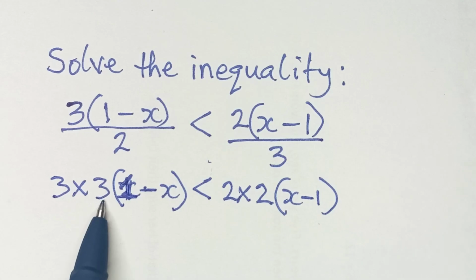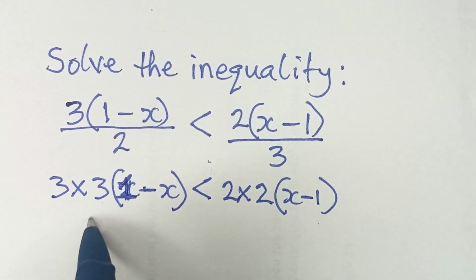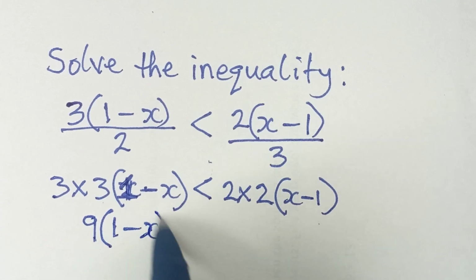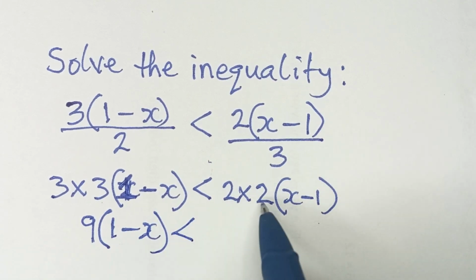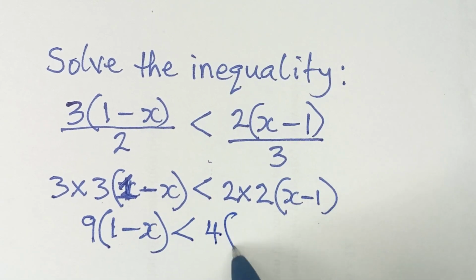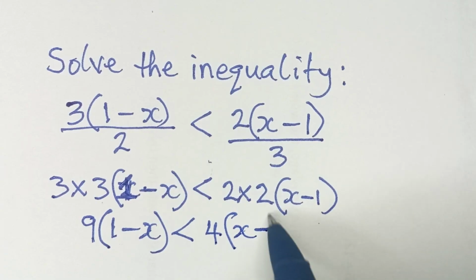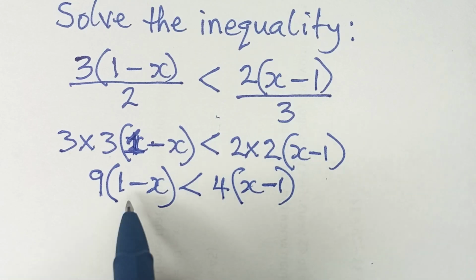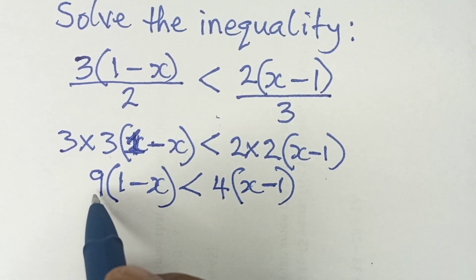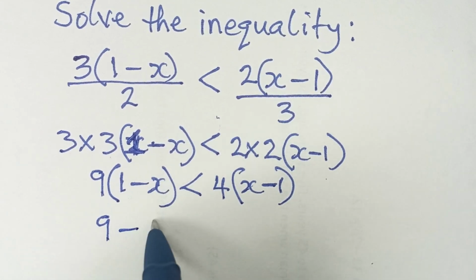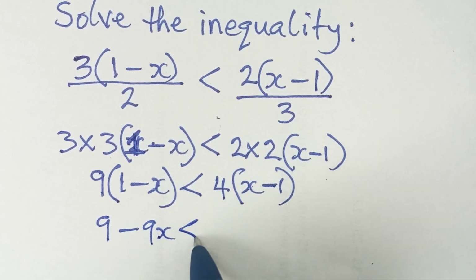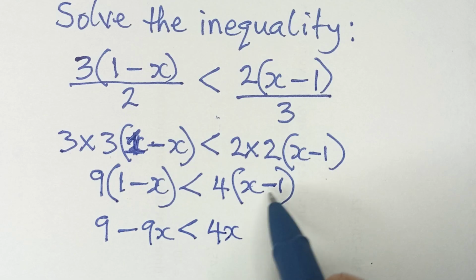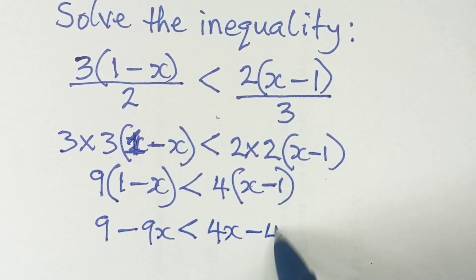So 3 multiplied by 3 is 9. So I have 9 bracket open 1 minus x is less than 2 multiplied by 2 is 4 bracket open x minus 1 bracket close. Now let's expand the bracket. 9 multiplied by 1 is 9, and 9 multiplied by negative x is negative 9x, and it's less than 4 multiplied by x is 4x, and 4 multiplied by negative 1 is negative 4.